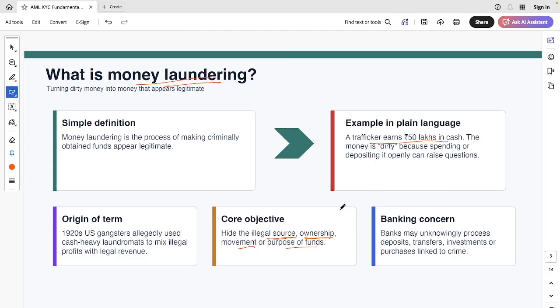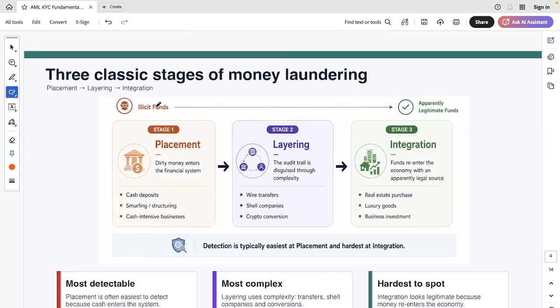Now that we know what money laundering means, let us understand the classic three-stage model. There are three stages in money laundering. First is placement. Placement means money enters the financial system. This is where dirty or illegal money is introduced into the financial system. For example, cash is deposited into bank accounts, cash is used to buy high value goods, or cash is split into smaller deposits. So placement gives the entry point.